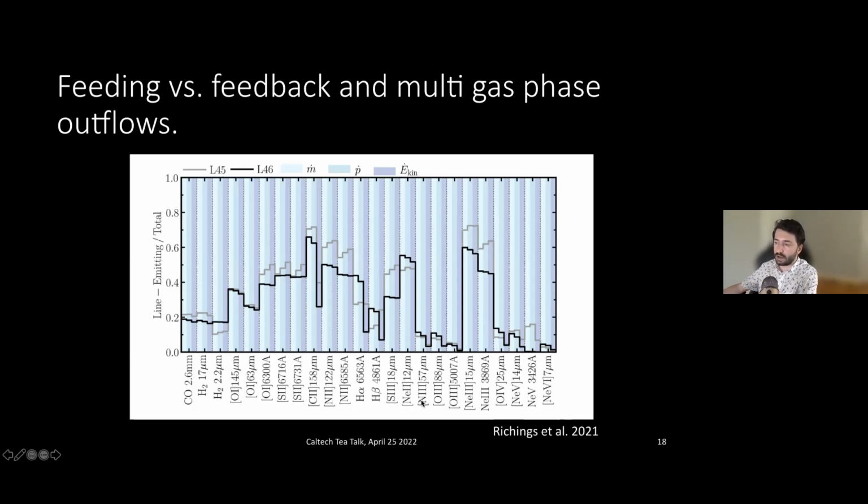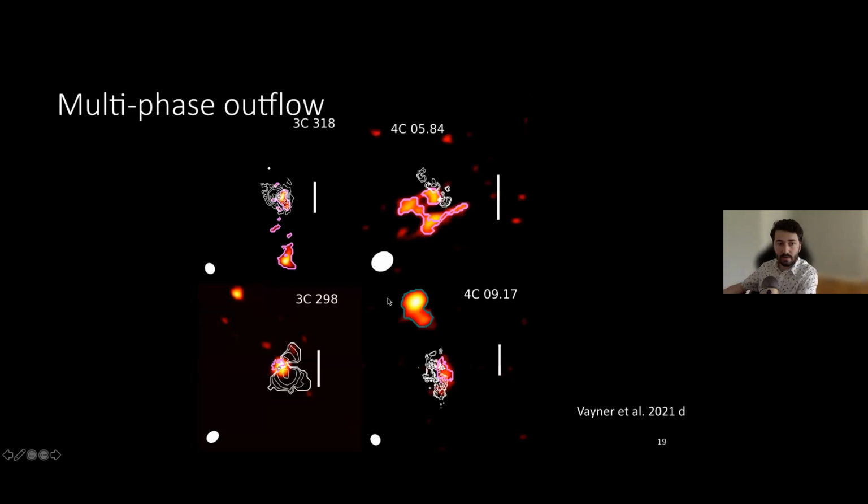And so for my work, I've been primarily focusing on studying these outflows in combination of near-infrared emission lines, or well, lines that are redshifted into near-infrared, for example, H alpha and oxygen 3, and then in the molecular gas using carbon monoxide, using ALMA. So this is sort of just a summary result from studying the multi-phase outflows in the system.